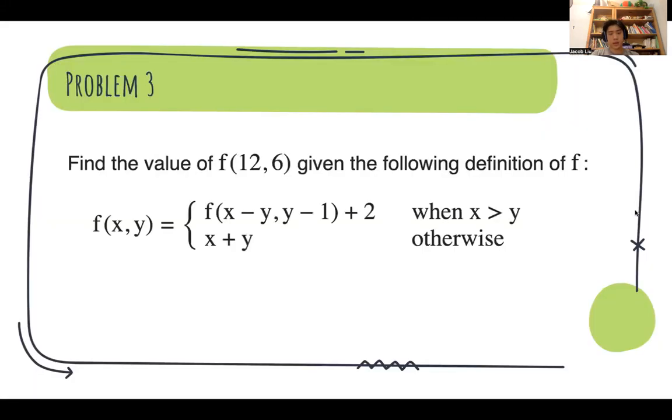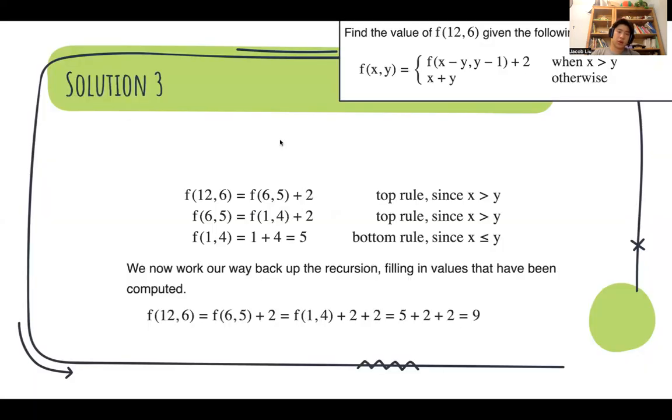All right, next problem. I'll move myself down here. Find the value of f of 12, comma 6, given the following definition of f. f of x comma y is equal to f of x minus y, comma y minus 1, plus 2 when x is greater than y, and it's equal to x plus y when y is less than or equal to x. So again, pause the video to work on it and unpause when you're ready. Okay, now we'll go over the solution, right?